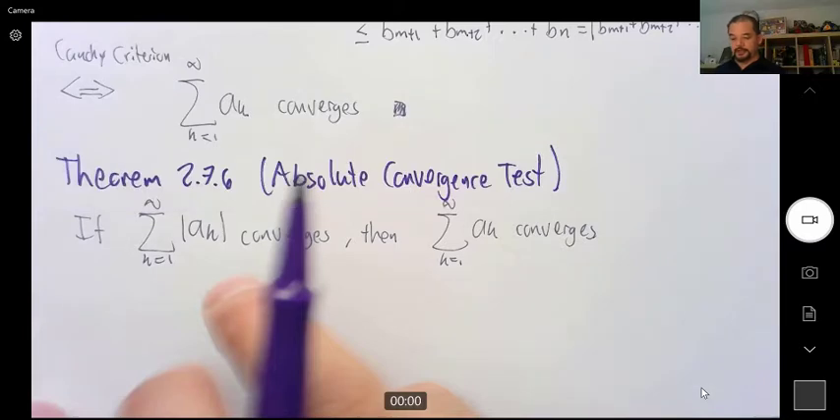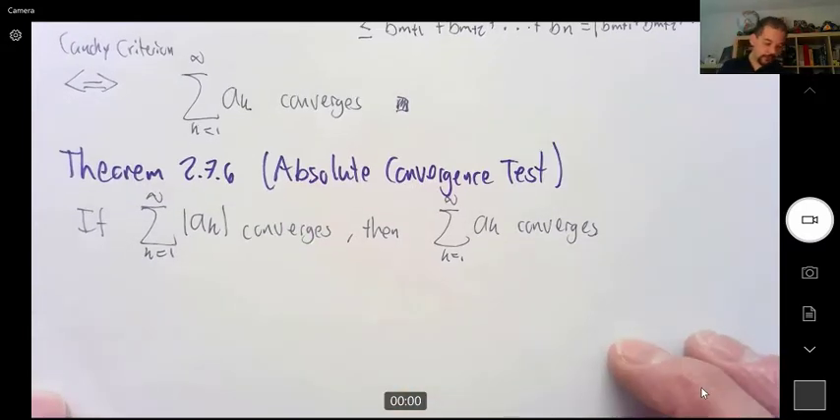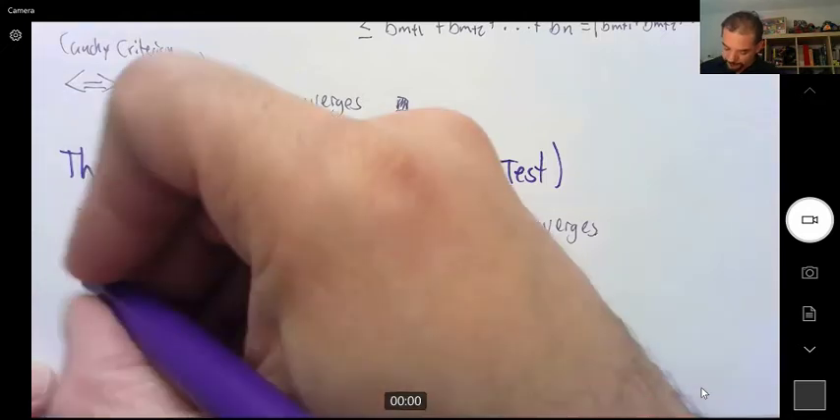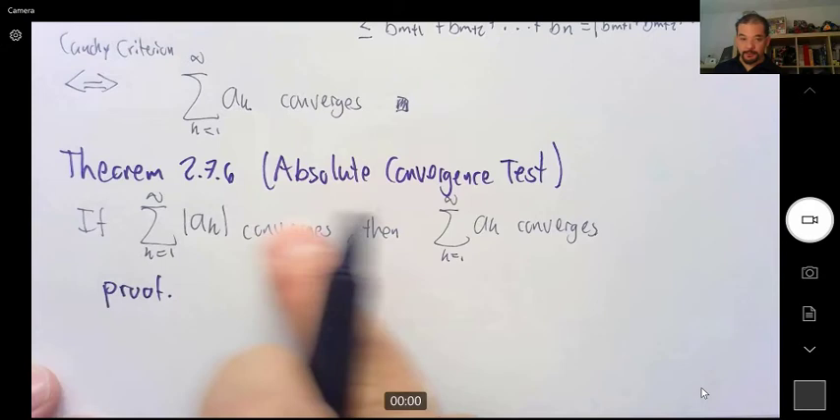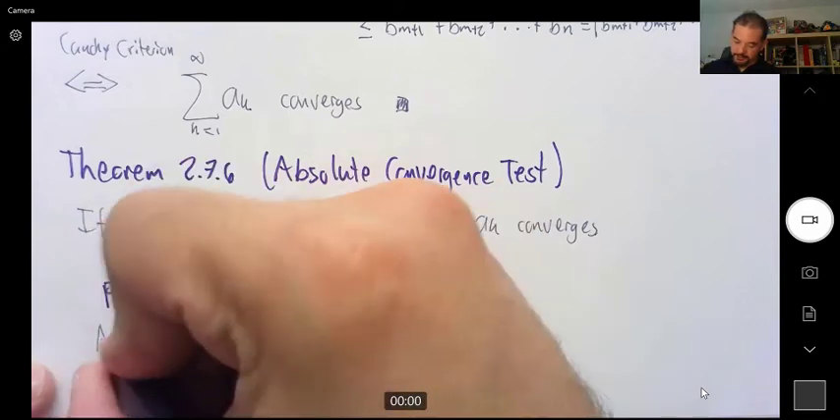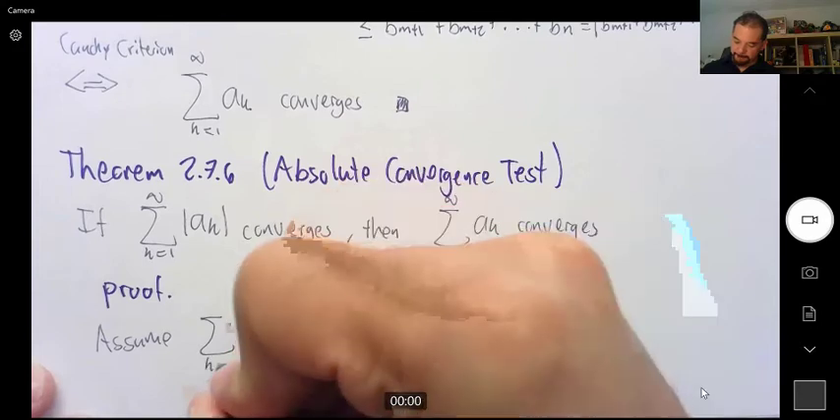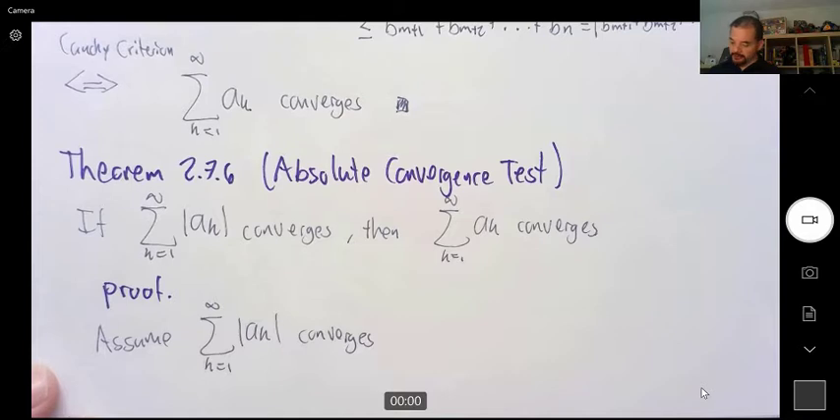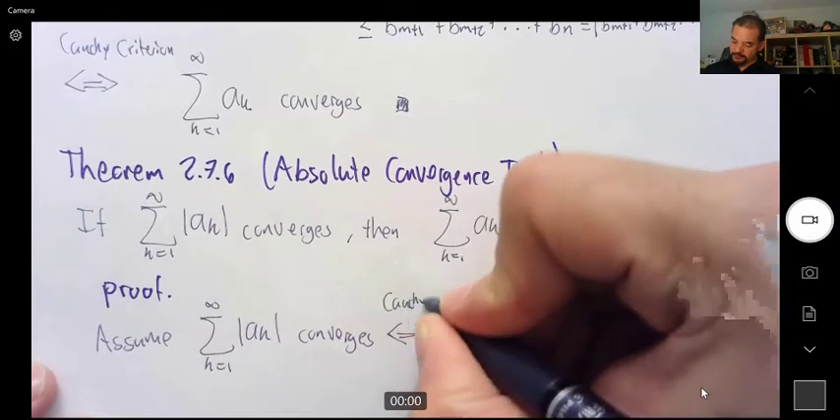How do we prove this one? And again, our workhorse here is going to be the Cauchy criterion. All right, so let's do it. Proof. So we're assuming this one is convergent. So assume this series converges. What is the meaning of this by Cauchy criterion? So this is again Cauchy's criterion.